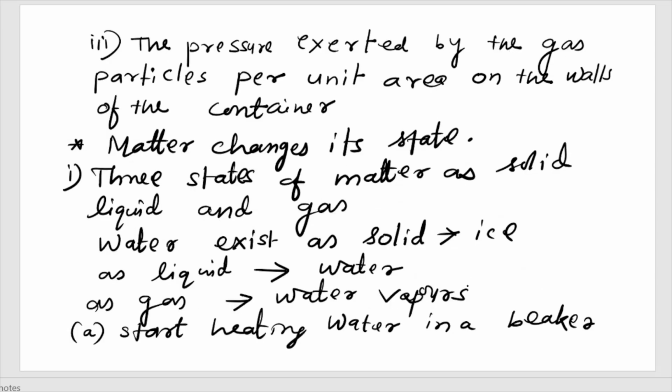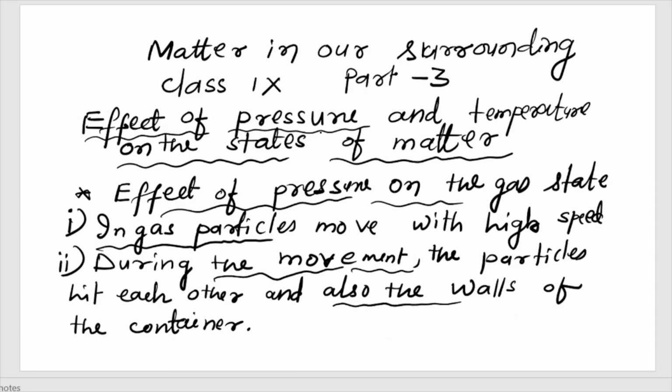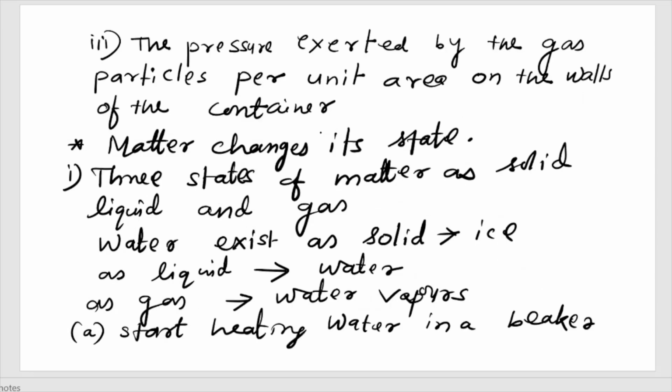The pressure exerted by the gas particles per unit area on the walls of the container. During the movement, the particles hit each other and also the walls of the container. That means the pressure is the force exerted by the gas particles per unit area on the walls of the container. Then matter changes its state.